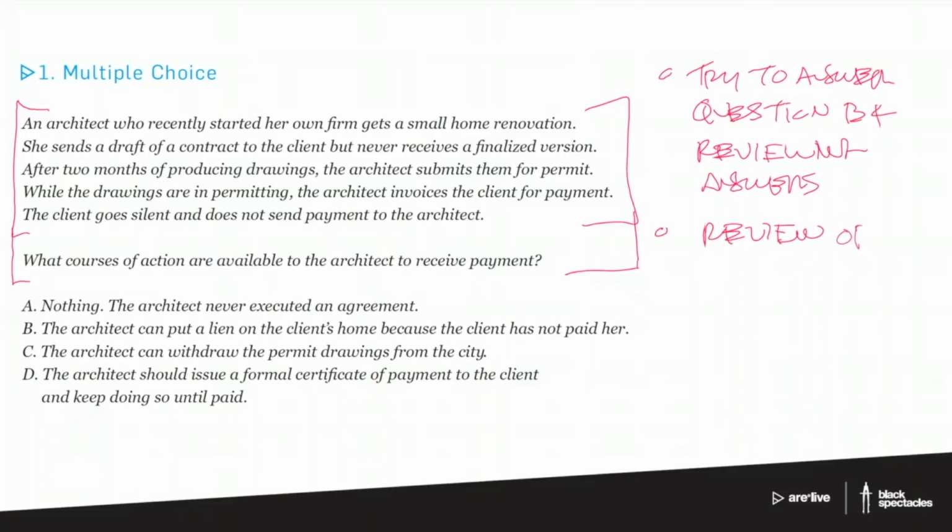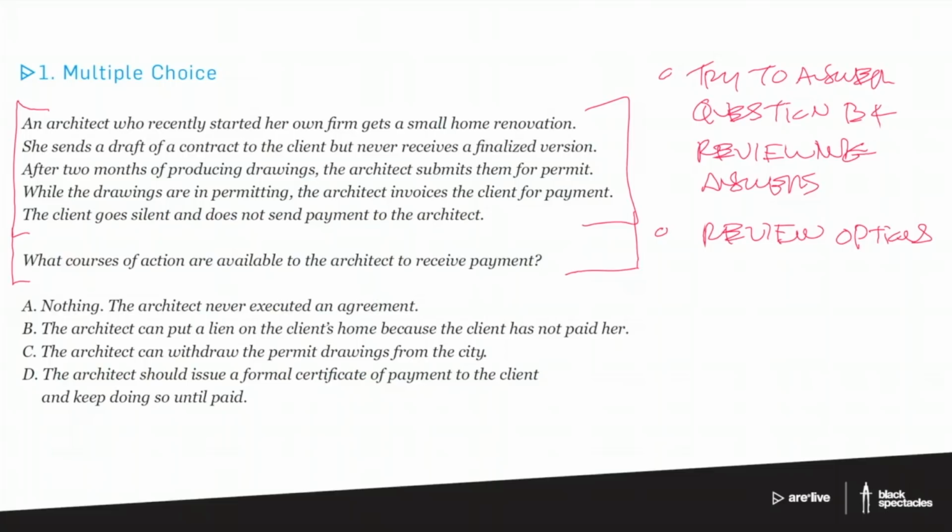Next one says the architect can put a lien on the client's home. Well, that sounds a little odd to me, because every time I think of lien, I think of payments and construction times. I also have read and heard several times that liens are dealing with a GC and payment at the end of the project. So that just sounds a little iffy to me. Next one is the architect can withdraw the permit drawings from the city. Well, that just doesn't sound very professional. Why would I give someone something and then take it back?